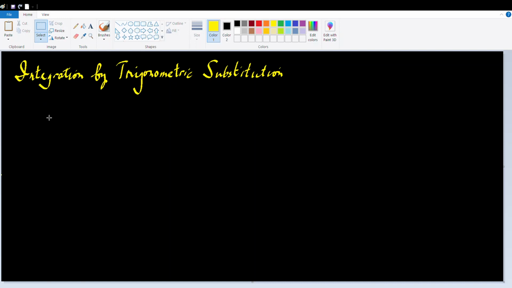We discuss another technique of integration, which is called integration by trigonometric substitution. The idea is to transform an algebraic integrand into a trigonometric one, which is readily, if not easily, integrable. It results to a trigonometric function.